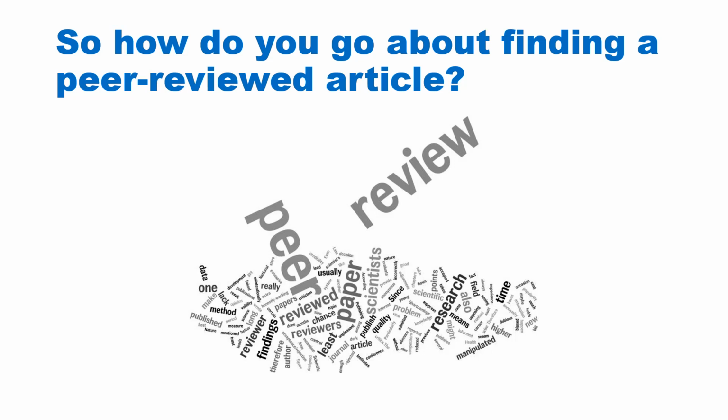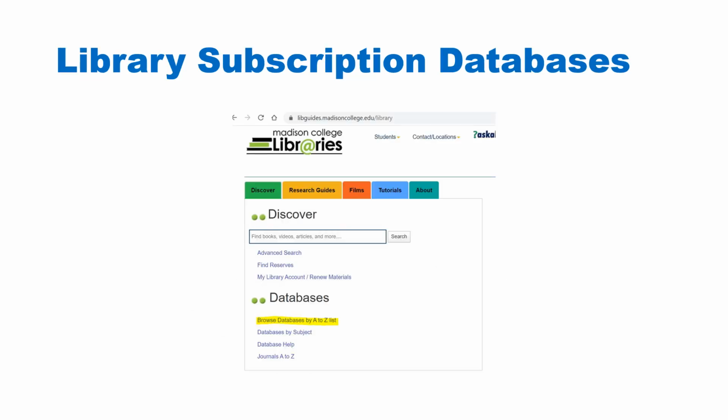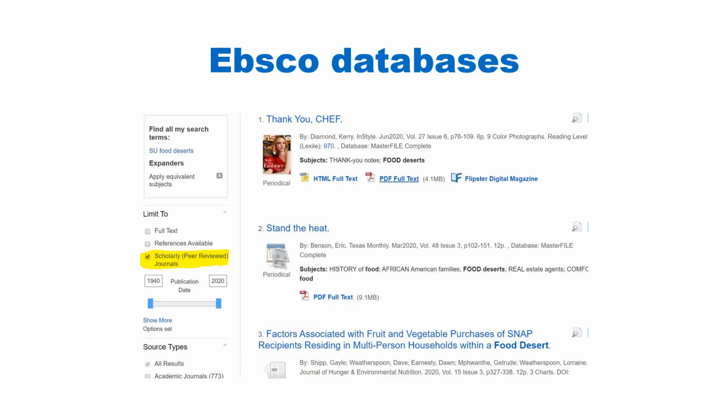All right, so how do you go about finding a peer-reviewed article and all the information that's out there? Well, the Madison College Library subscribes to a number of library databases that can make it pretty easy to get to them. When you get to the library page, look in the section that says databases and click on Browse Databases by A to Z List.